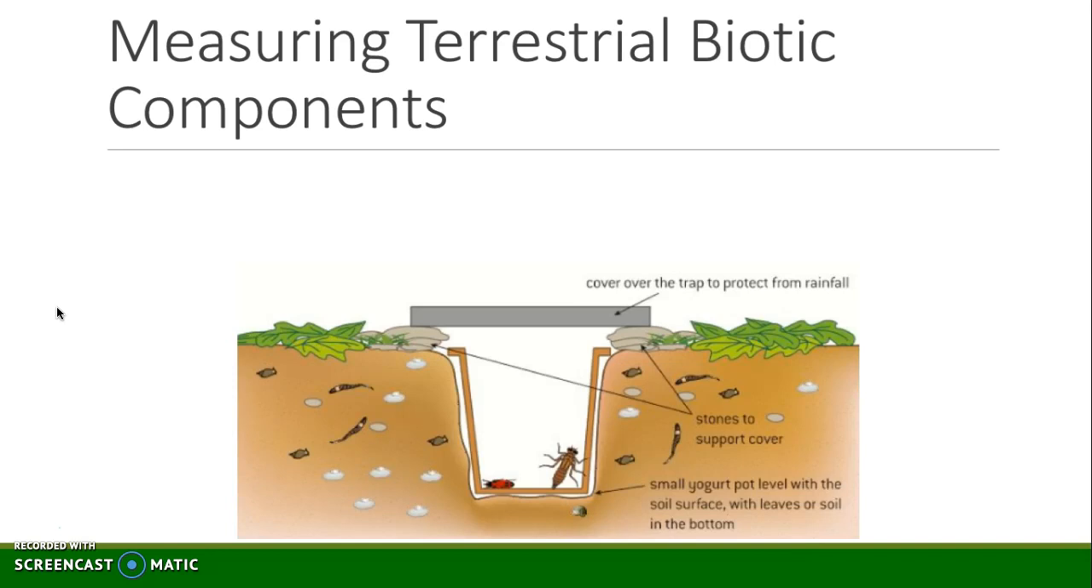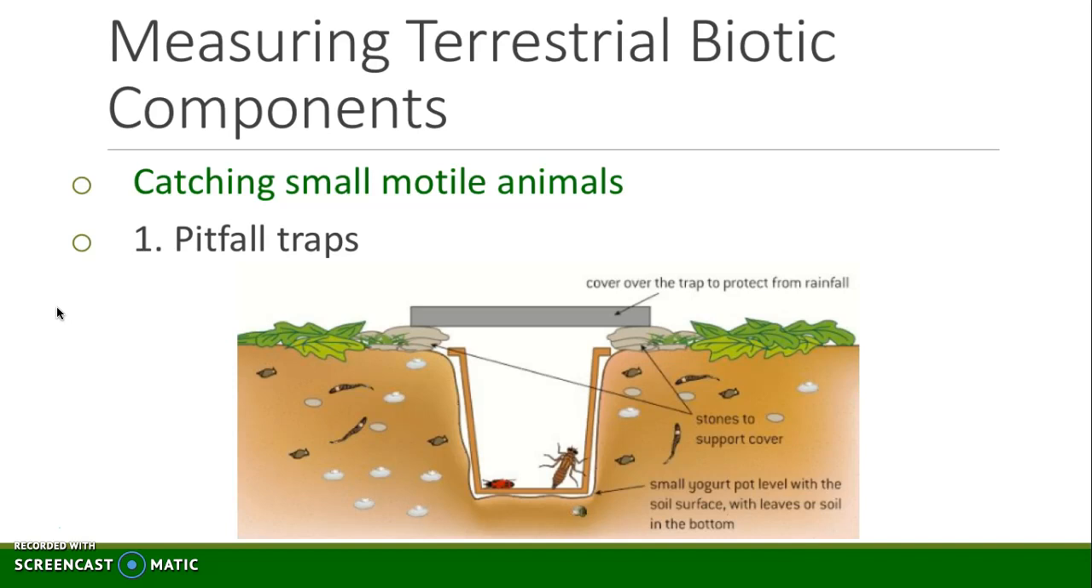So the first one that we're looking at is this pitfall trap. So it's exactly what it sounds like. So it's a little pit. So we dig out an area. Okay, this one is lined and it's also covered. Okay, the cover is really to prevent it from collecting with rain. So the idea is organisms might wander in and then they'll become trapped in this little pit.